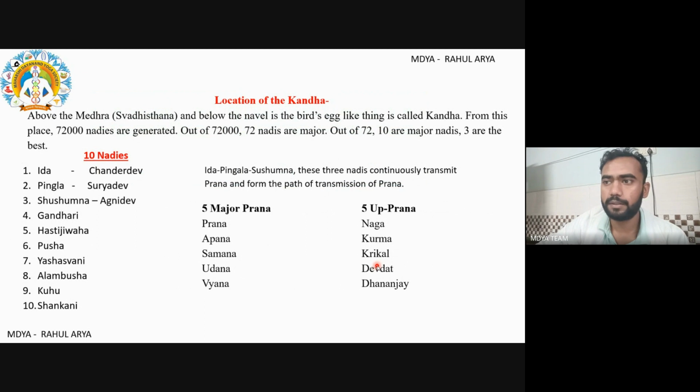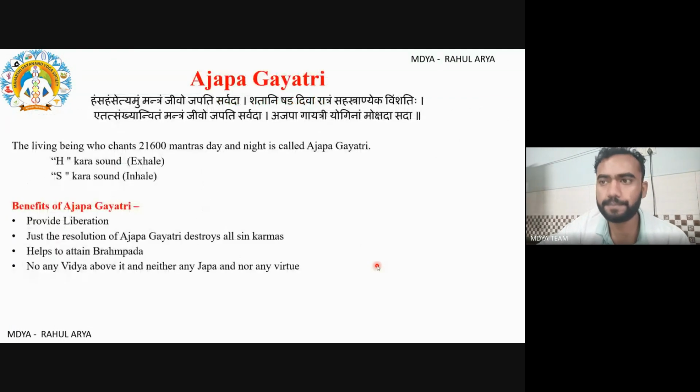So, Kandha location is in between the Medra and the navel region. And from this location, 72,000 nadis are generated there. 72 out of 72 measure, then 10 measure, then 3, and then 1. And through these nadis, prana is flowing in this body day and night. 10 kinds of prana we have, 5 major and 5 minor.